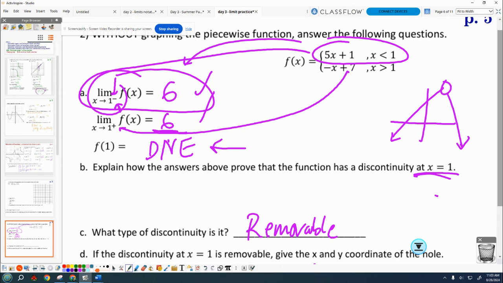When does lunch start today? 13. Oh, no, 13. Yeah, 13. Okay. Which is not quite yet.